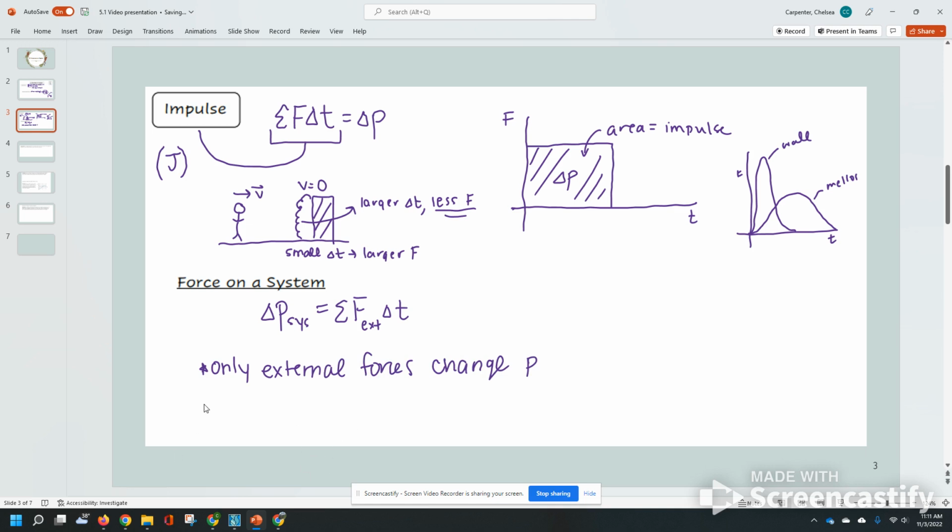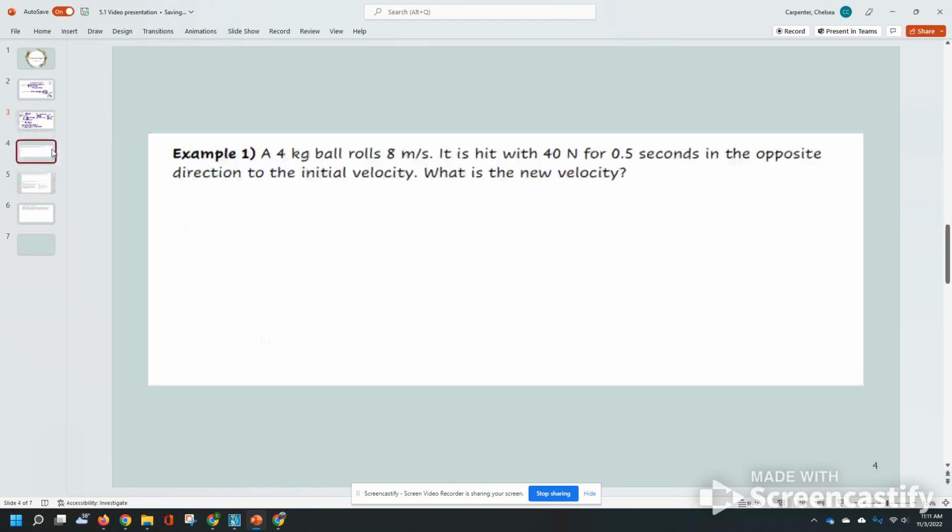So if we have the sum of external forces equal to 0, we're going to have no change in momentum. That is called a closed system. So let's do some examples.